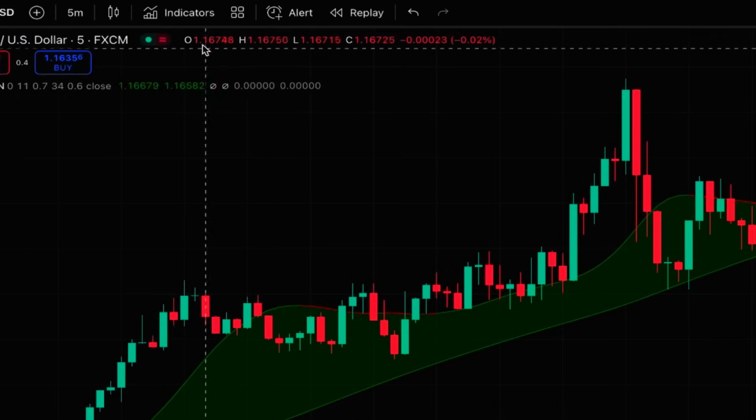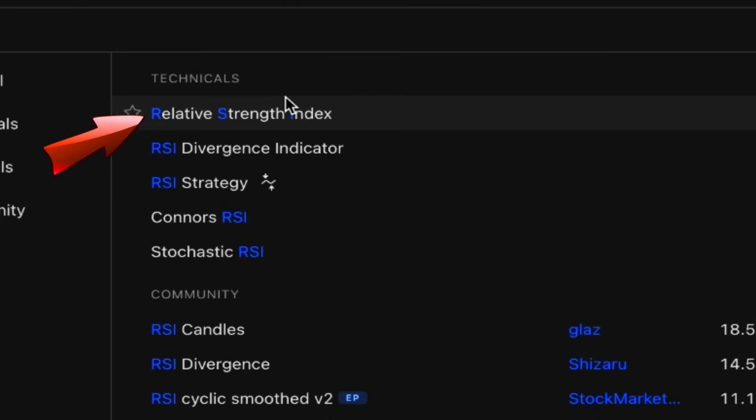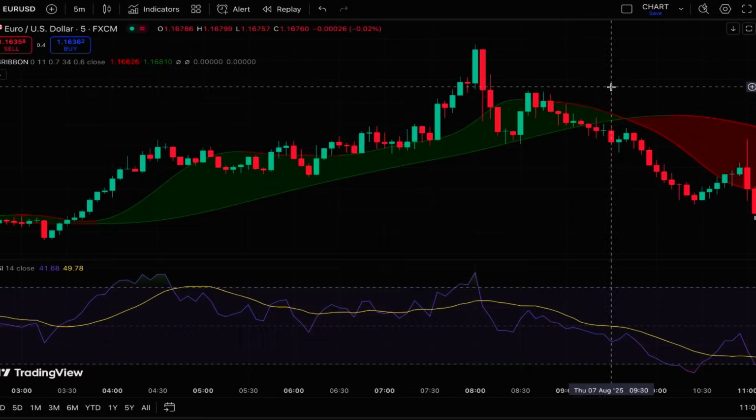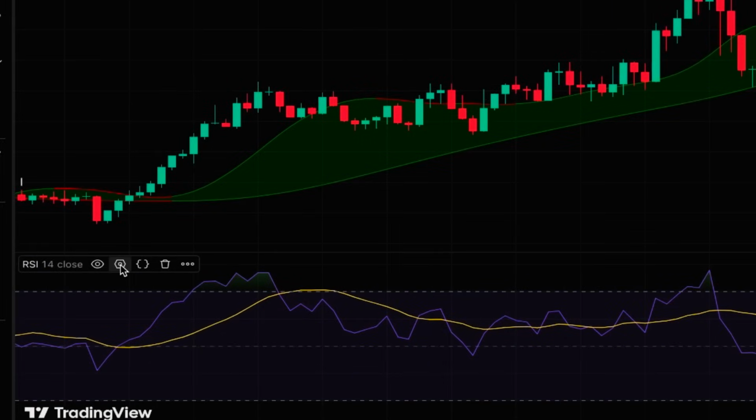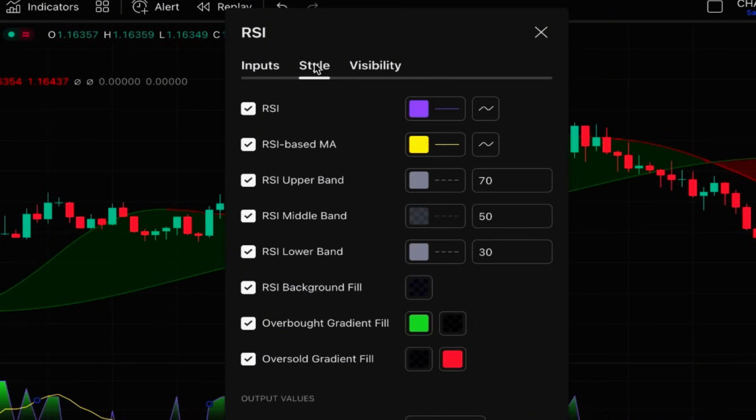Here again, we click on indicators and search RSI, this one, Relative Strength Index, which is a built-in indicator on the TradingView platform, and we need to change its settings. We go to the settings of RSI, and for RSI length we set it at 2, and then in the style tab, for the RSI upper band, we set it at 80, and for the RSI lower band, we set it at 20.